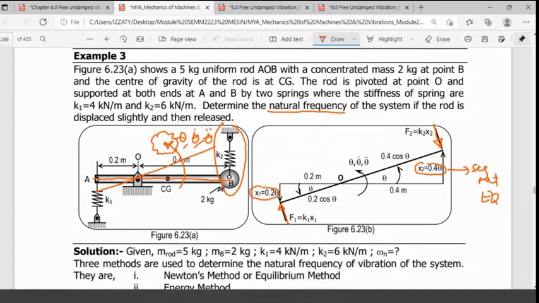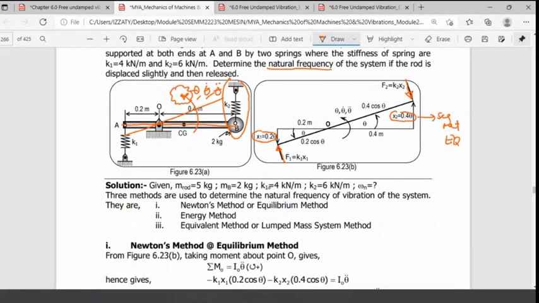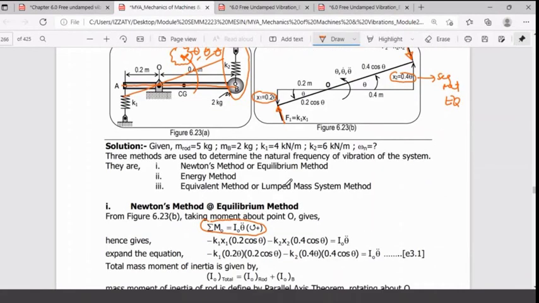Then when you have it as such, you start doing the analysis. It's not very difficult, class. It's very interesting here. So, applying Newton's law, you have two equations, one coming from the moment, the other one from the force. This one is angular, and you need to use moment. Anything against the motion will become negative. So you will have K1 x1 multiplied by 0.2 cos theta.